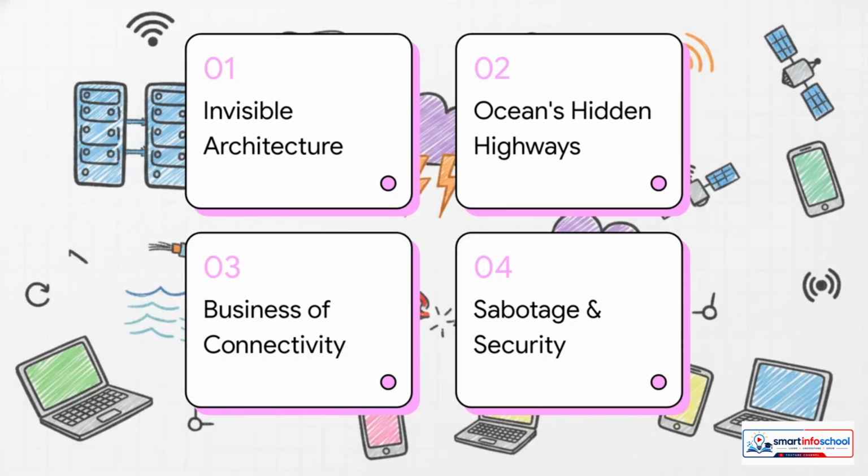All right, so here is our agenda for today. First, the invisible architecture. Second, the ocean's hidden highways. Third, the business of connectivity. And finally, number 4, sabotage and security threats. Let's get right to it.